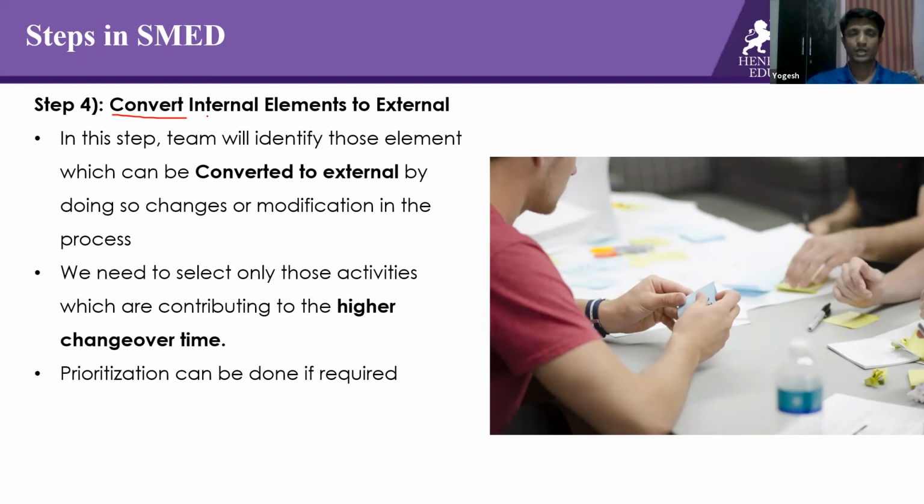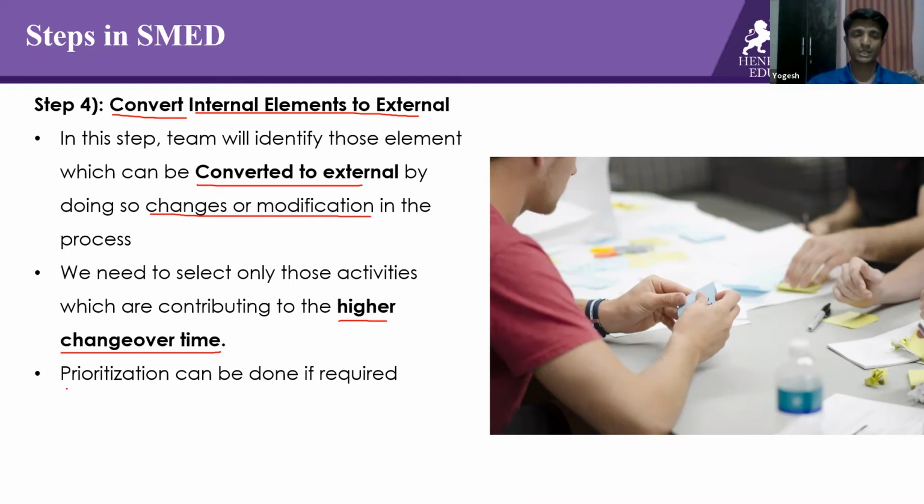Separate, convert. In the convert step, we will convert internal elements to external elements. The team will identify those elements which can be converted to external by making some changes or modifications in the process. We need to select only those activities which are contributing to the higher changeover time. There is one more key point here. We need to make sure that we are converting only those activities to external activities that are contributing to the higher changeover time. We don't want to focus on movement activities that will not cause a higher changeover time. Logical.